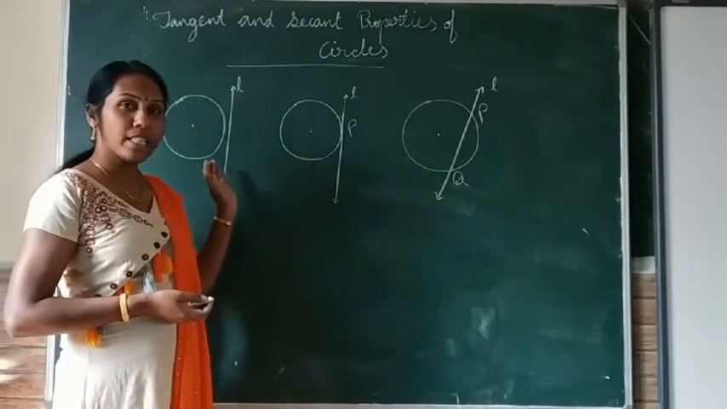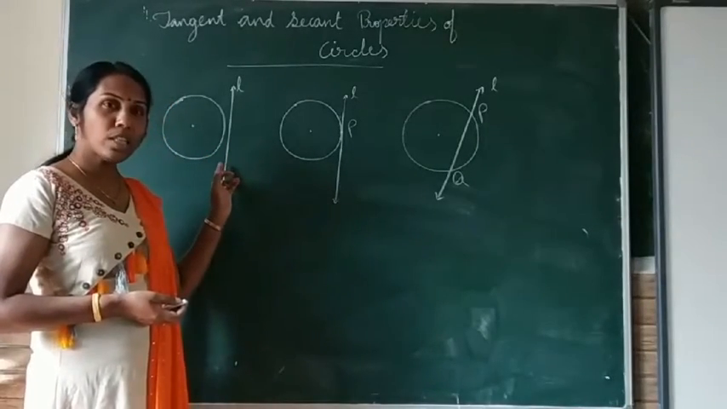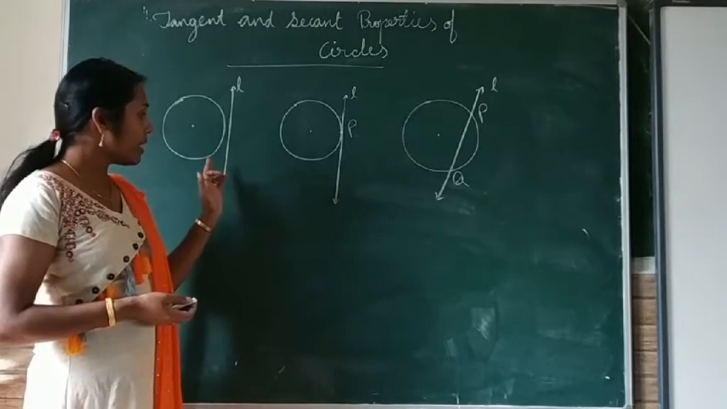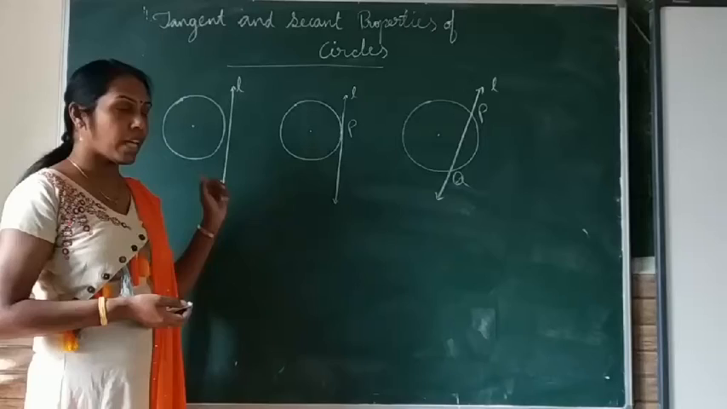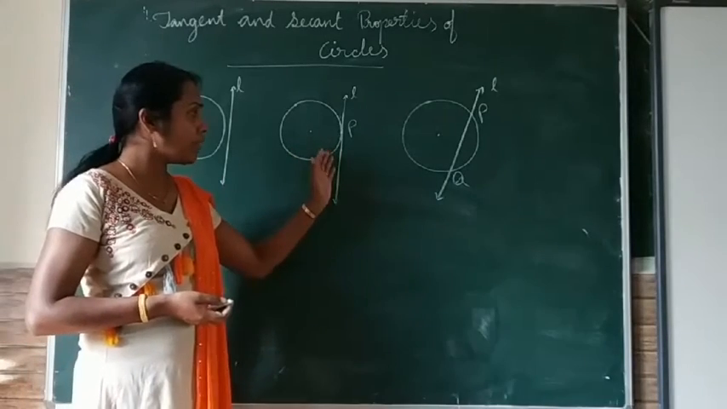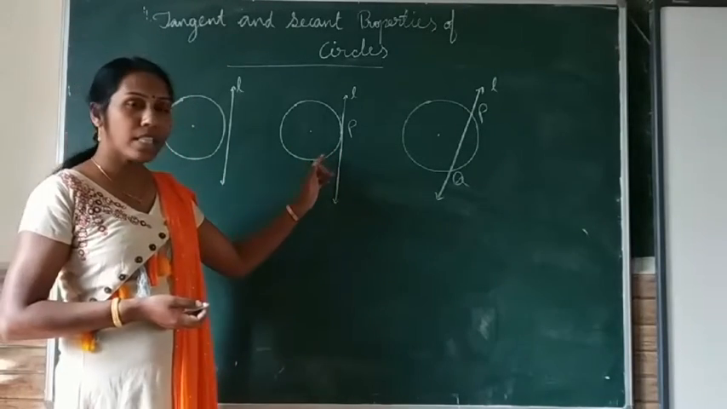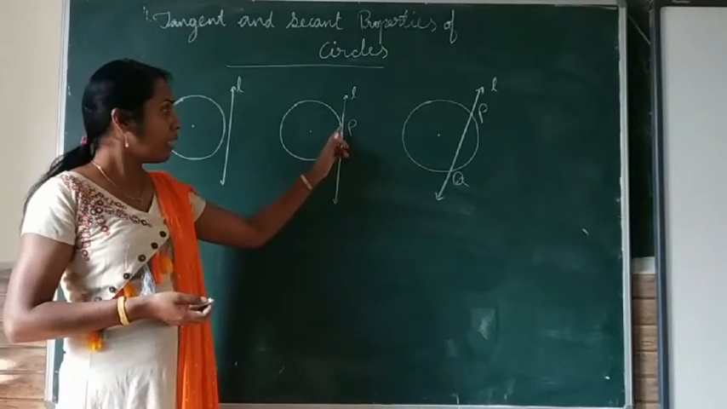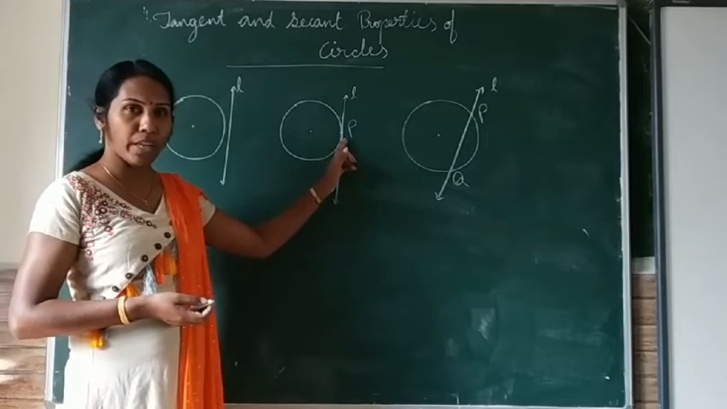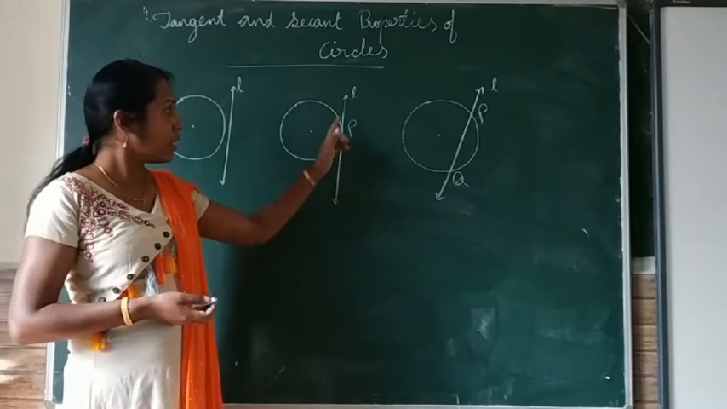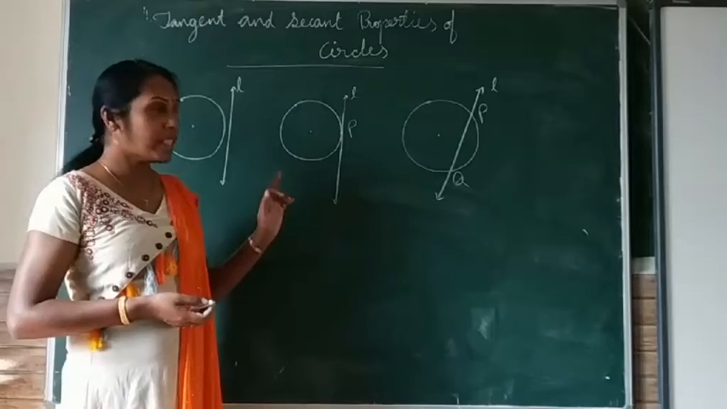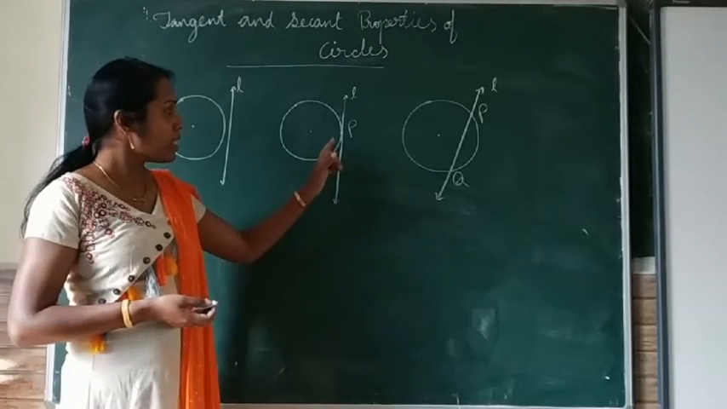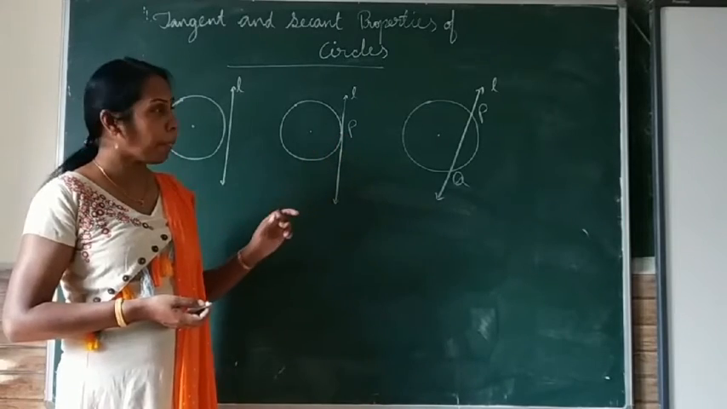In this first case, the line L does not meet the circle. It just passes nearby the circle. That means it is a non-intersecting line with respect to the circle. Now, in this figure, the line L meets the circle at one point P. It meets the circle at exactly one point. That means this line is a tangent to the circle. This tangent meets the circle at the point P.